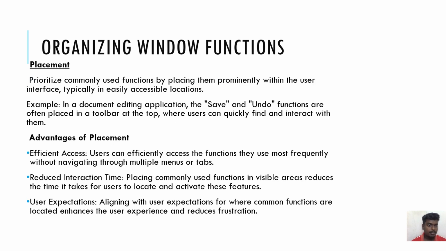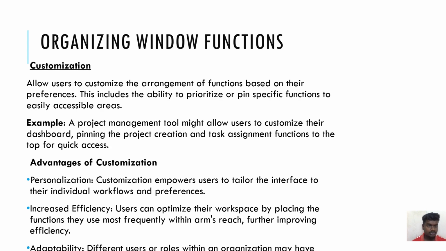Placement. Prioritize commonly used functions by placing them prominently within the user interface, typically in easily accessible locations. Advantages of placement: efficient access, reduced interaction time, user expectations. Customization: allow users to customize the arrangement of the functions based on their preferences. Example, a project management tool might allow users to customize their dashboard, pinning the task creation and task assignment functions to the top for quick access. Advantages of customization: personalization, increased efficiency, adaptability.